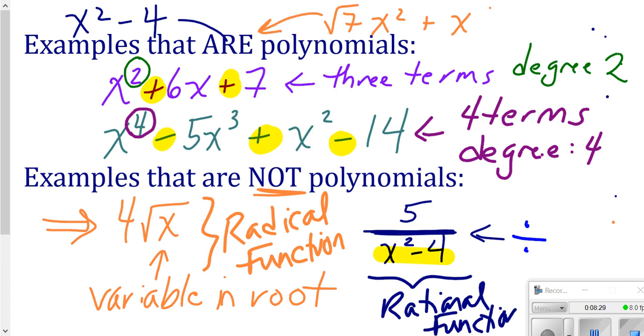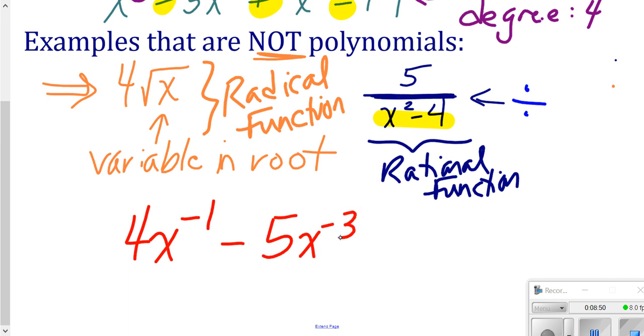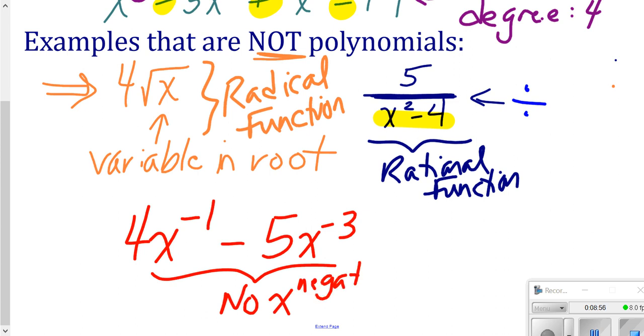Okay, so we can't have divided by an x, we can't have a square root or any other kind of root with an x inside of it. Those would not be polynomials, okay? Another thing that you cannot have would be negative exponents. Again, this is something that exists in mathematics. It's just not in this category, okay? So no x to a negative power. Okay, those are things that are not polynomials.